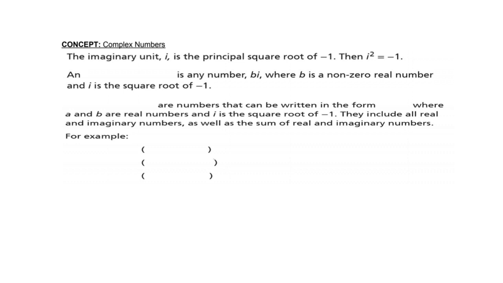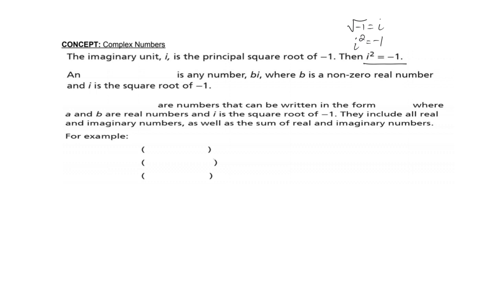All right, so that was an introduction to complex numbers, and now this is the formal definition. The imaginary unit i is the principal square root of negative 1. So when we square root negative 1, we get i. Opposite, if we square i, we end up getting negative 1. So the square root of negative 1 equals i, and i squared equals negative 1.